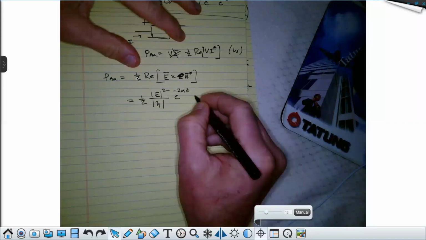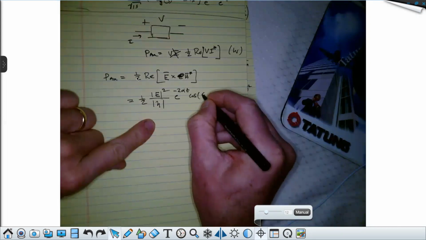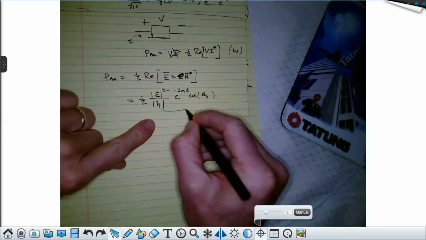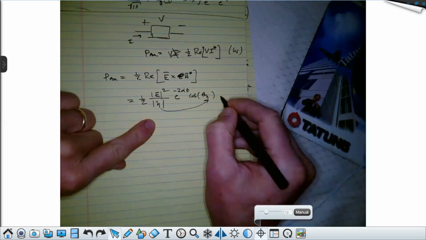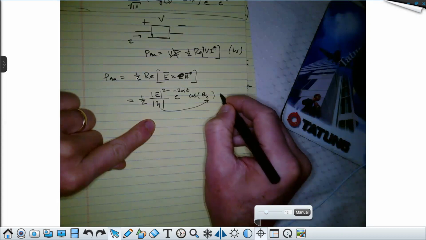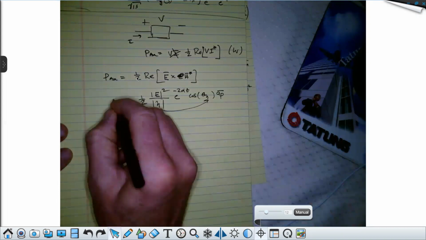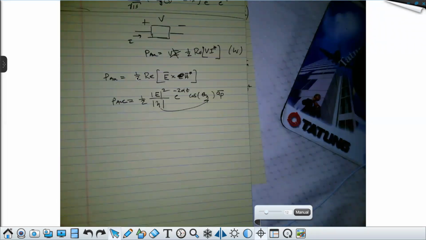And then it would be the cosine of the phase angle associated with eta. Now it's important you understand that phase angle has to do with the angle associated with the intrinsic impedance. And then it would be in a unit vector in the direction of propagation. That would be the average power flow. I'll do that again, but I wanted you to have that, and here's why.